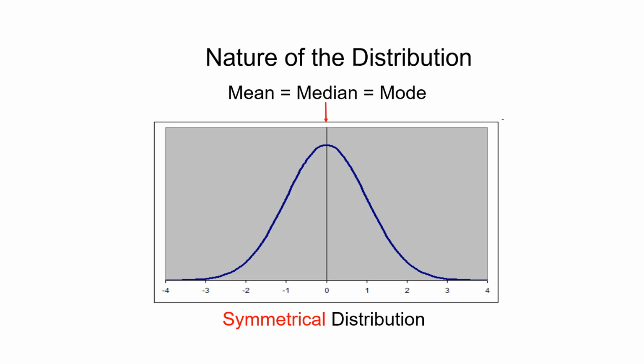With regards to the nature of the distribution, if it is symmetrical or normal or the curve is bell-shaped, the following summary measures, mean, median, and mode, can be used interchangeably because they are all found in the center of the distribution.